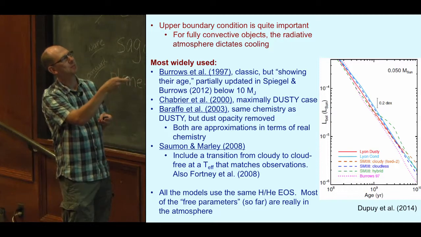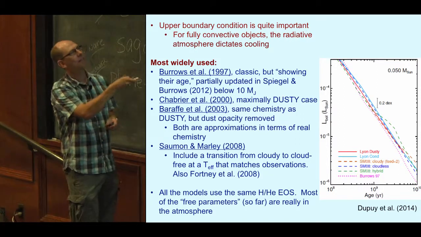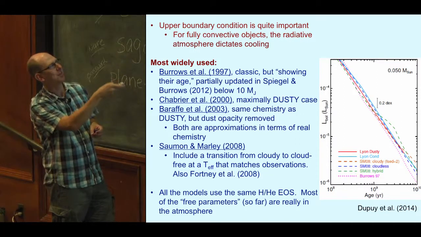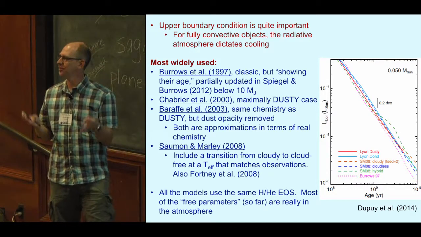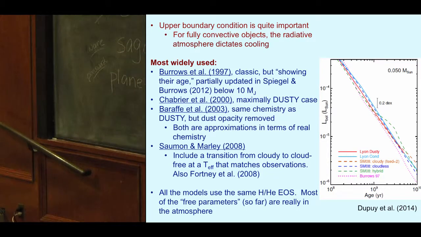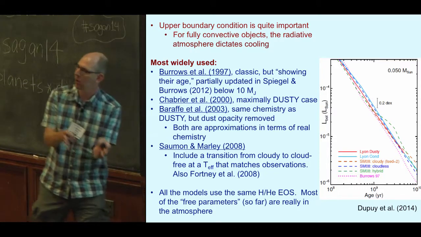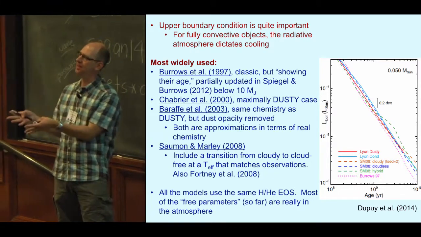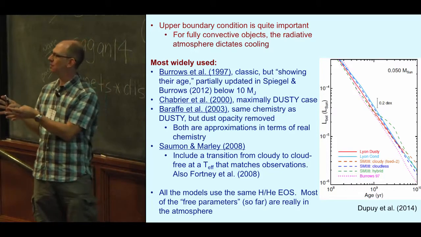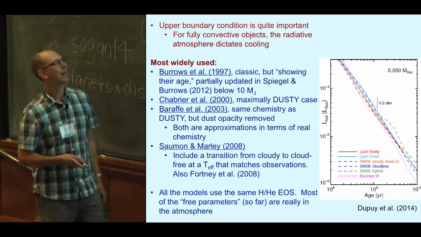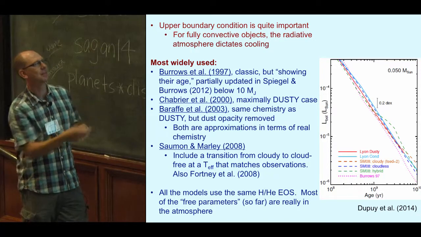There's a very nice update from Spiegel and Burrows 2012 that look at giant planets below about 10 Jupiter masses. Another widely used grid, because they're easy to find on the internet, and they're very, very nice papers, were Chabrier 2000 and Baraffe 2003. These are two different sets of models that look at the cooling history, one using a boundary condition that kind of maximizes the importance of dust and clouds in the atmosphere, and another end member where the chemistry is calculated the exact same way, but the dust opacity is just artificially removed. These are kind of limiting cases for how important dust might be in the atmosphere.